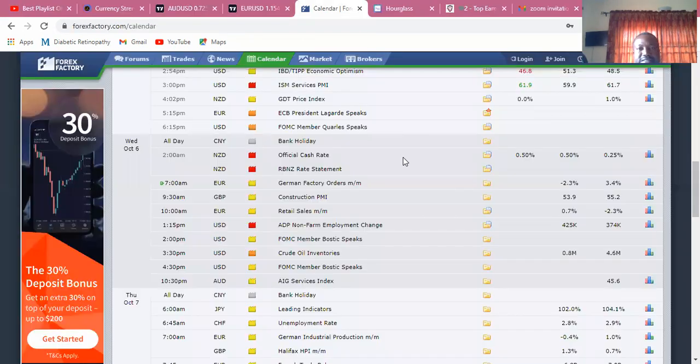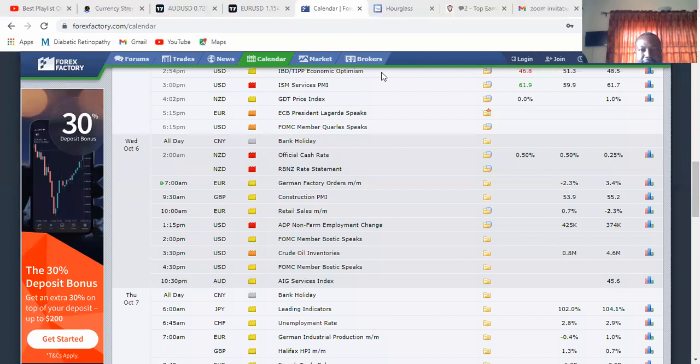The first thing we look at is the news. When you come on the session, you want to be sure that there is no news that can negatively impact your trading. That's very, very important. So how do you go about that? You go on to forexfactory.com and check the news.